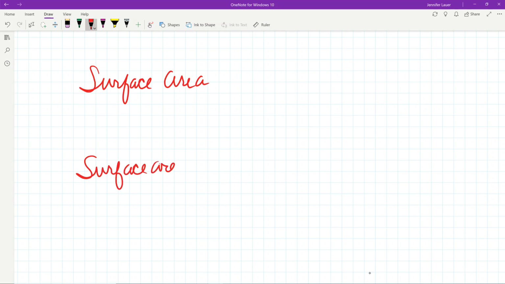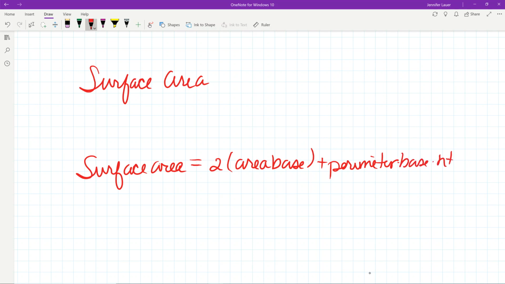The only time that it's different, and I don't think you're even going to deal with this till Algebra 2, is when you're dealing with a pyramid or a cone. But for the most part, the surface area, you're going to say 2 times the area of the base. That's going to cover the top and the bottom, plus the perimeter of the base times the height. So what this does is this covers your top and your bottom, and this covers your sides.